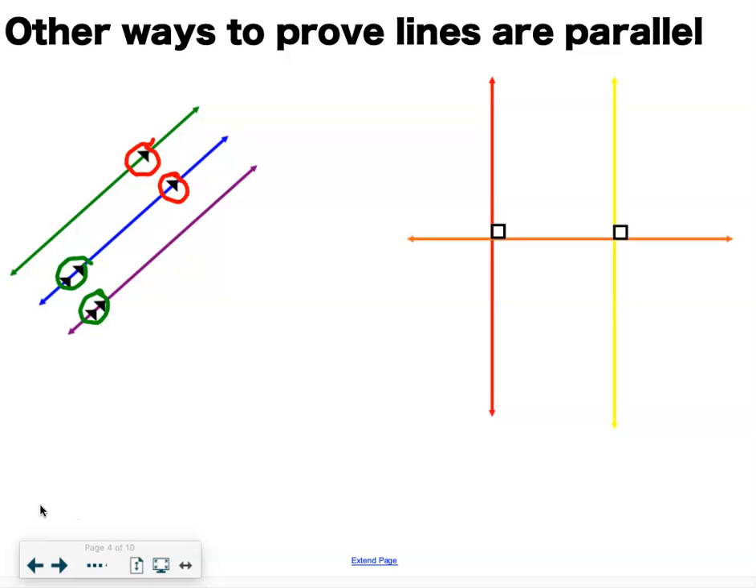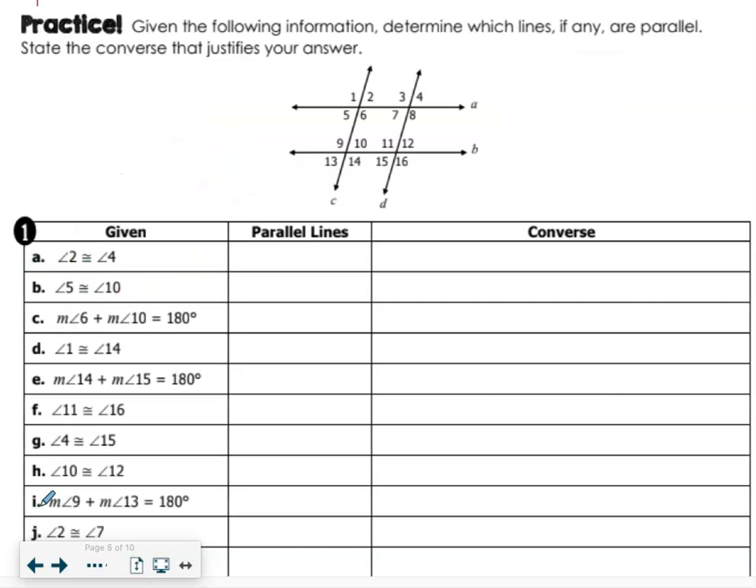Let's try this. Let's just see what this looks like. It says, given the following information, determine which lines, if any, are parallel. State the converse that justifies your answer. So we're looking at angle 2 and 4. What kind of angles are those? Corresponding. So we're going to say corresponding. Now, which lines are parallel because of that? C and D. C is parallel to D.